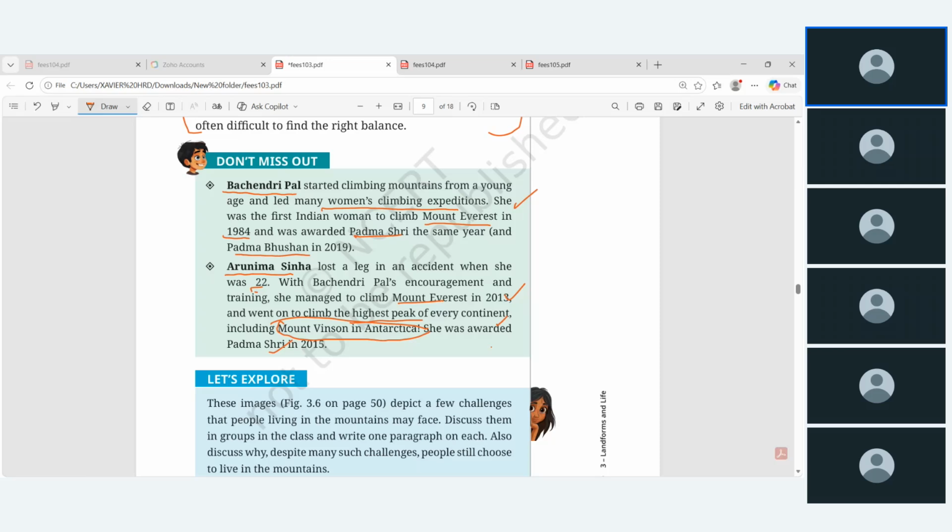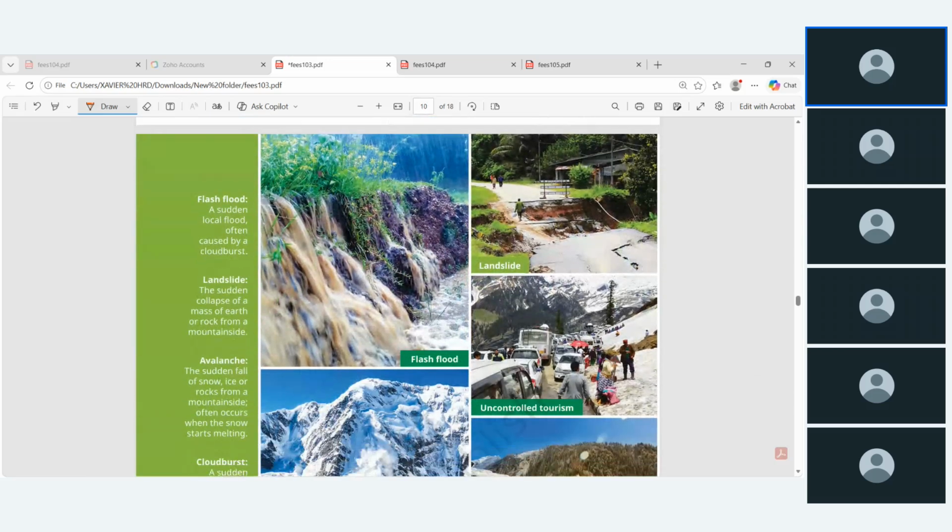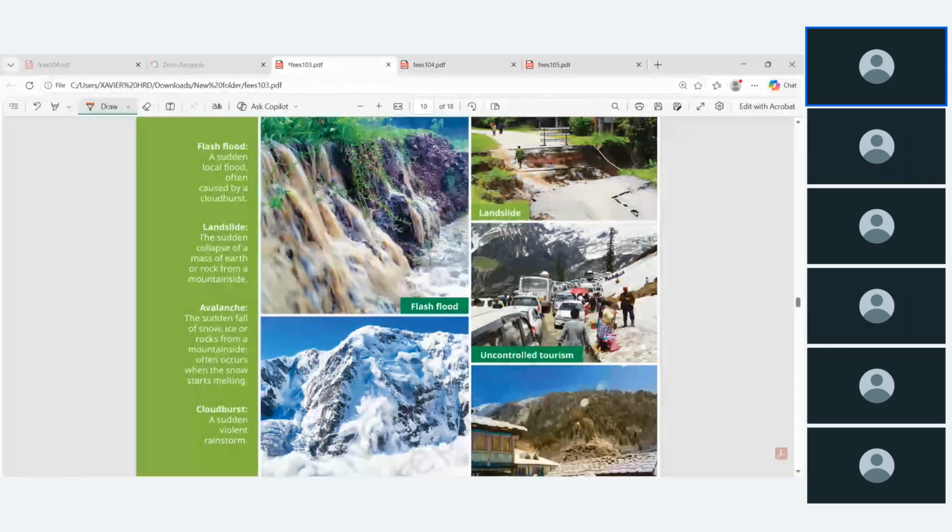So Aadula, they can include the Mount Vinson. Okay, so that is why you take this important highlighted point separately. And then some of the major events, or tragedies, took place in the mountain region.